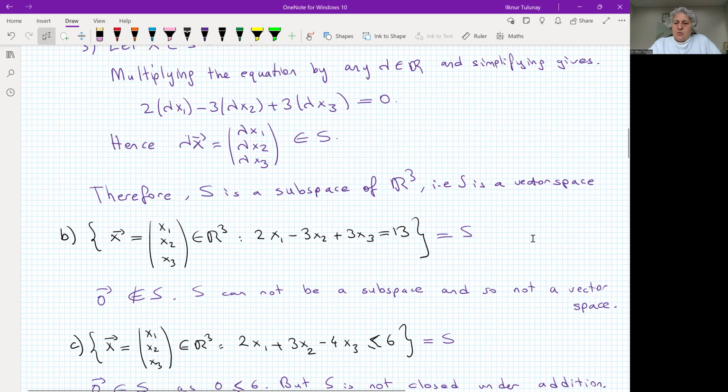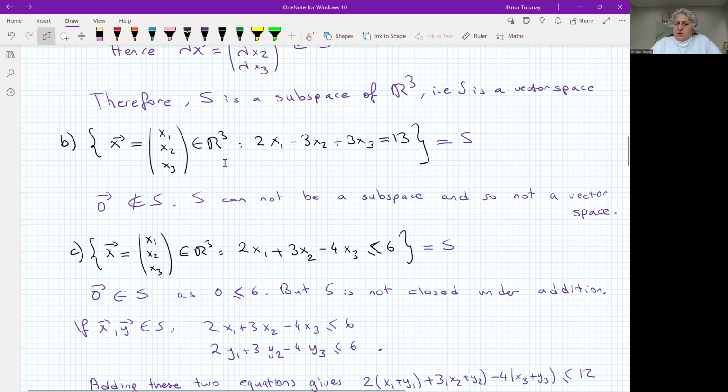Let's give a counterexample, that is part B. If you have the vectors in R3 satisfying this kind of equation, the zero vector is not in this set. And immediately we understand S cannot be a subspace, and so it cannot be a vector space. So that's that simple. We only need one counterexample for disproving something.